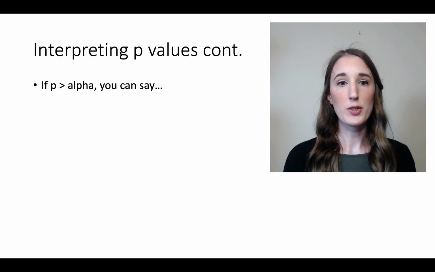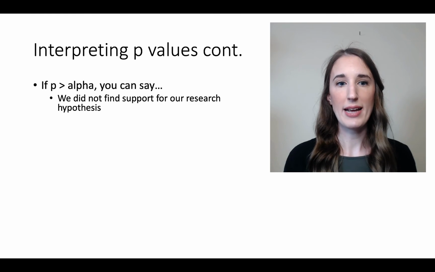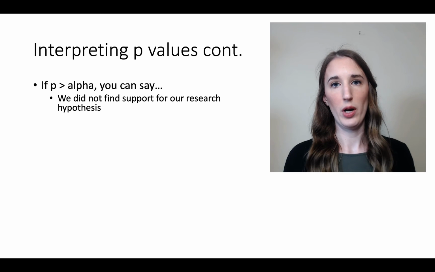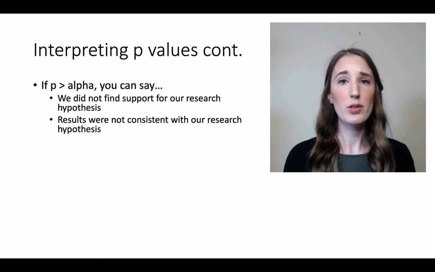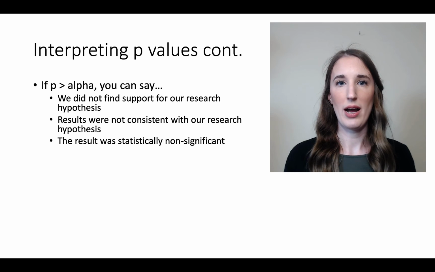If our p-value is greater than our alpha level, this means that our result was not statistically significant. In this case, we might say, we did not find support for our research hypothesis, results were not consistent with our research hypothesis, or the result was statistically non-significant. All of these are appropriate ways to describe a statistical result when the p-value is larger than our alpha level.